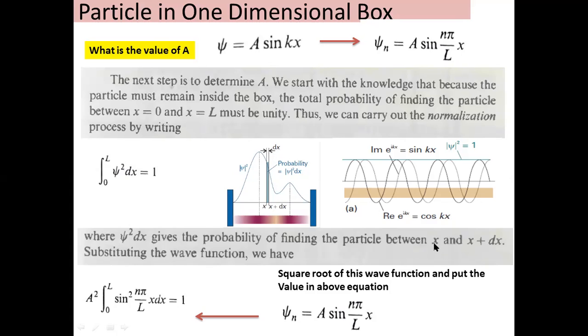So the probability between x and x plus dx, as shown with the blue line, we can calculate by using the simple formula, and the formula is the same. I am just putting in the value of psi, which we have already derived from the previous equation, and it is again written over here. When you take the square of this equation and put in the value, it becomes psi square equals A square sine square of n pi over L x.